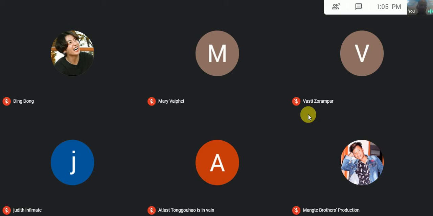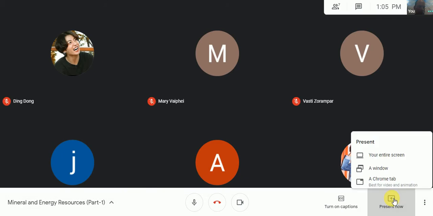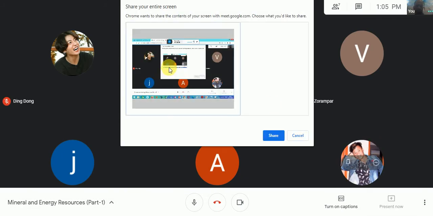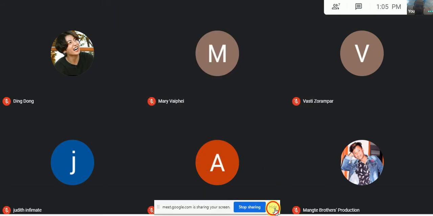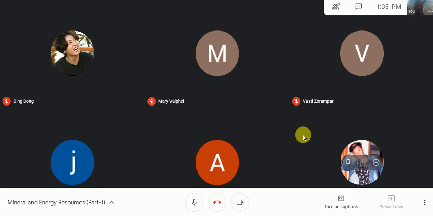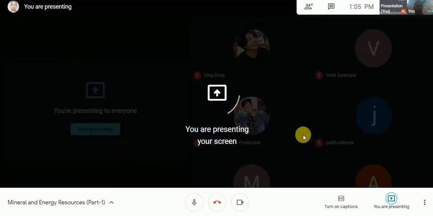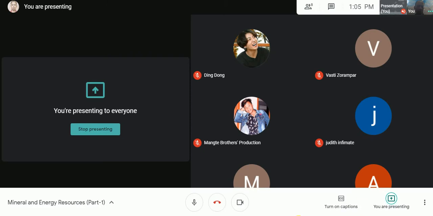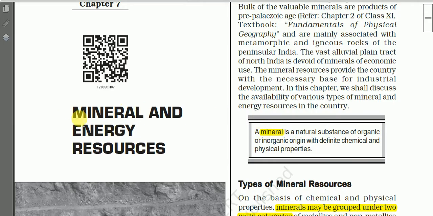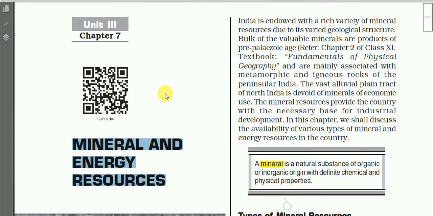Today we shall learn a new chapter, Chapter 7, Mineral and Energy Resources of your NCERT textbook, India, People and Economy. Now let me present. So this is the chapter Mineral and Energy Resources. About minerals and energy resources, we also have learned in class 10.